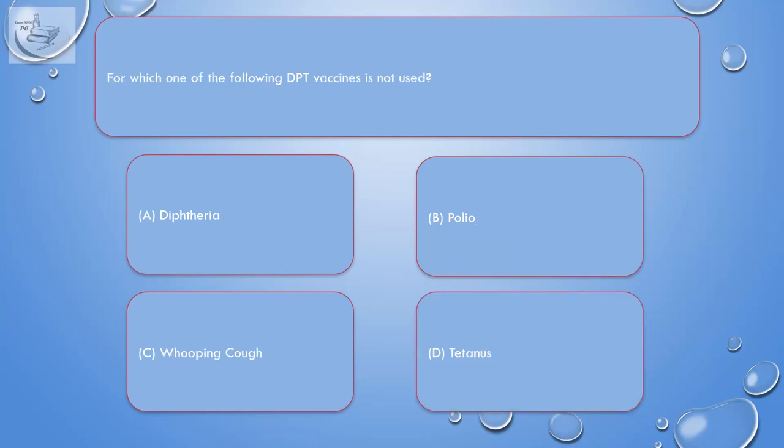Question: For which one of the following DPT vaccines is not used? A. Diphtheria. B. Polio. C. Whooping cough. D. Tetanus. Correct answer is B. Polio.